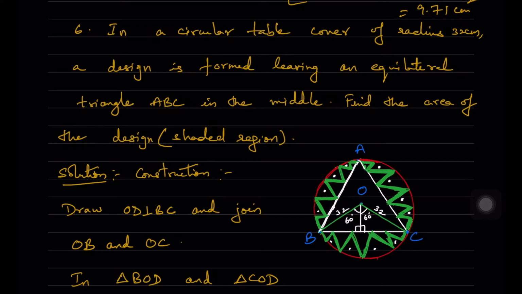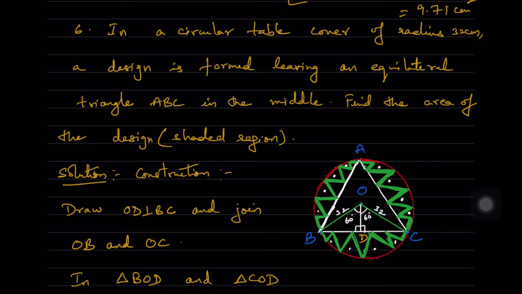We know what the area of an equilateral triangle is. It is nothing but equal to root 3 by 4 side square. But we have to know what the side of the equilateral triangle is. We know only the radius of the circle. Only that is given to us.